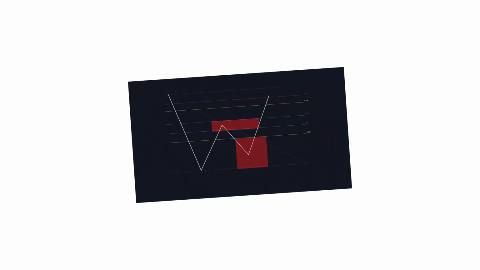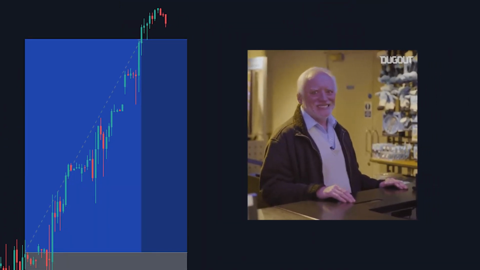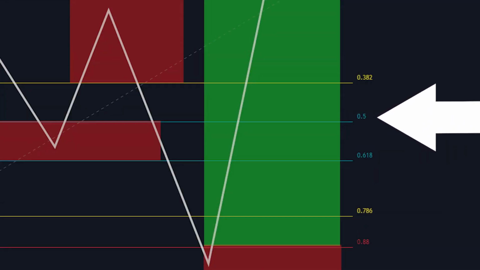Okay, so that's the strategy summed up. Let's go over a real trade example that I took in a real market so you can get a better understanding of how to use the strategy. Then we'll go over the backtest results and some extra tips you can use to make this strategy even better.